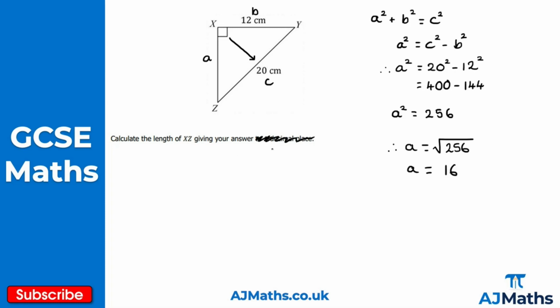Okay, so apologies about that. I'm not quite sure how that ended up like that. But we get 16 there, and these are in centimeters. So our solution will also be in centimeters. Okay, so the length XZ here is equal to 16 centimeters. Okay, and that gives us the solution to our final practice question. And that brings us to the end of this video on Pythagoras.